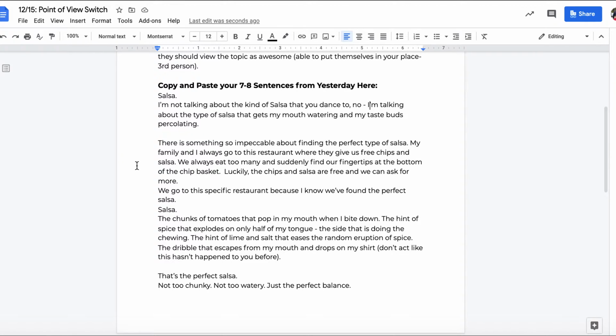There is something so impeccable about finding the perfect type of salsa. My family and I always go to this restaurant where they give us free chips and salsa. We always eat too many and suddenly find our fingertips at the bottom of the chip basket. Luckily, the chips and salsa are free and we can ask for more. Now, as you're reading this, if you've ever been to a restaurant where they have free chips and salsa and you like chips and salsa, you're probably nodding your head like, yes, Mrs. Mormon, I totally get what you're saying. But we want to dig a little bit deeper and see if anybody else can also figure that out.